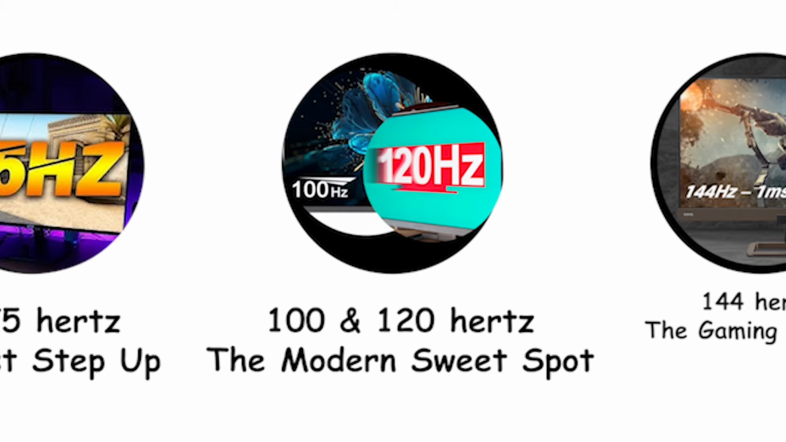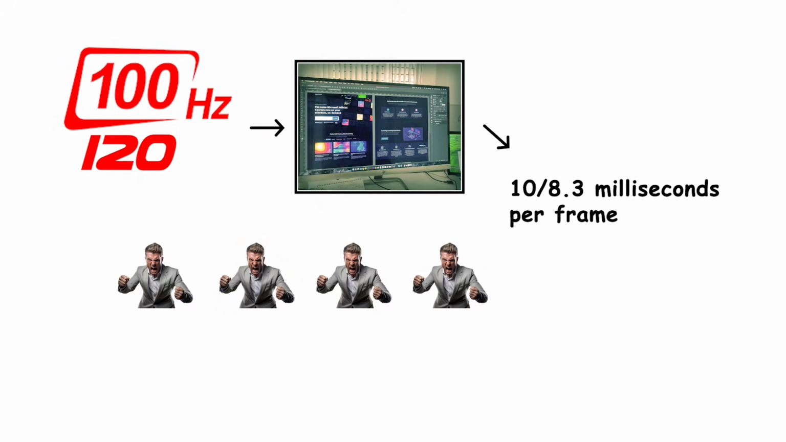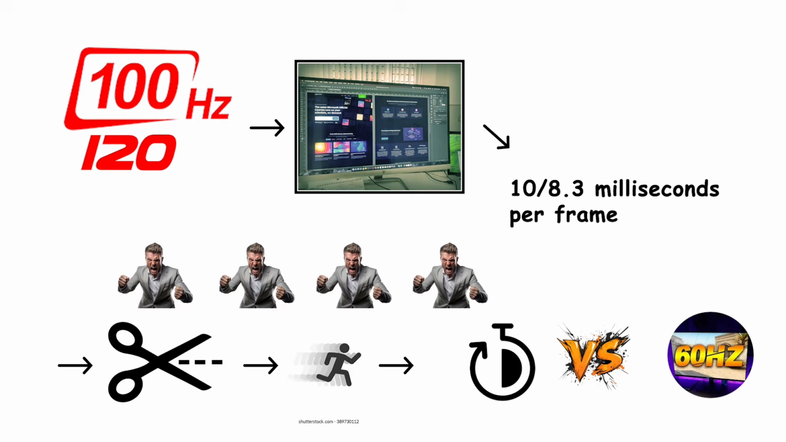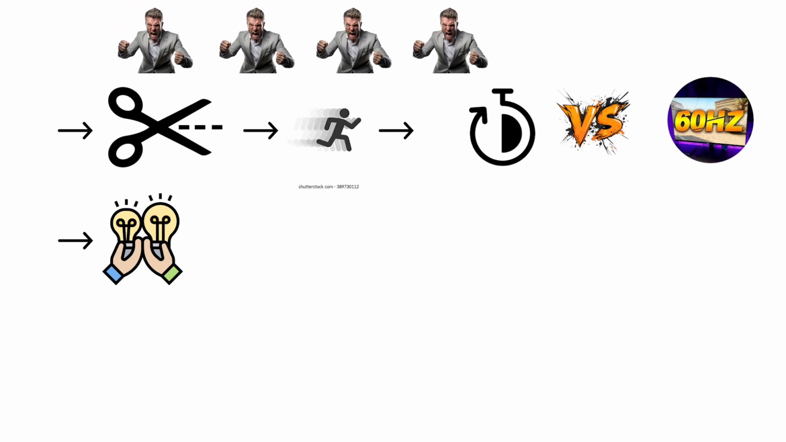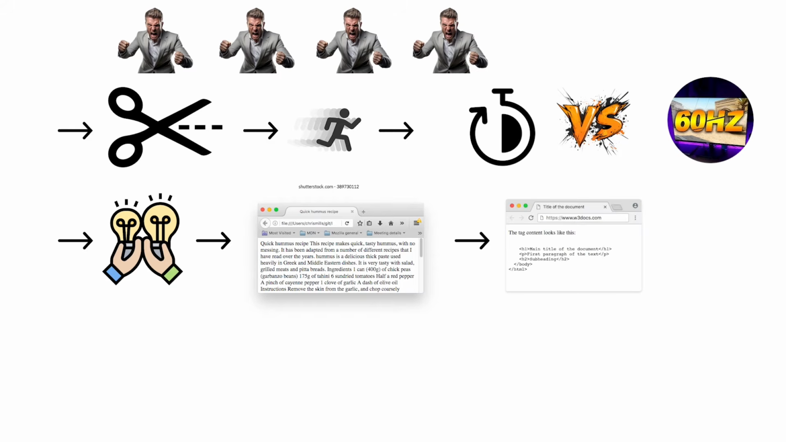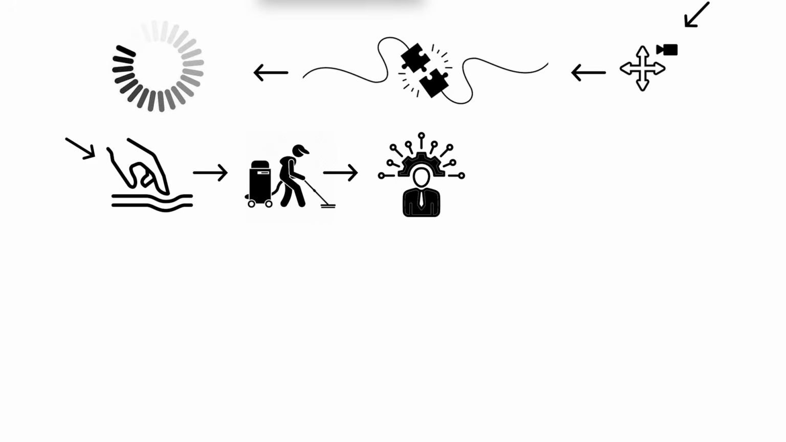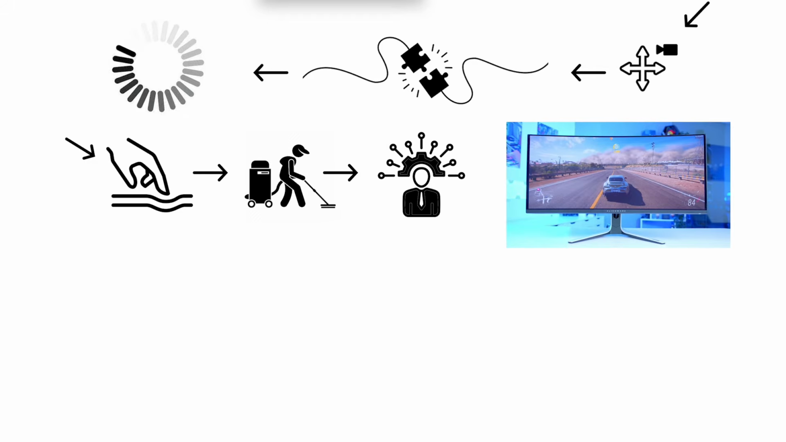100 and 120 Hz, the modern sweet spot. At 100 to 120 Hz, the refresh window drops to 10 or 8.3 milliseconds per frame. That cuts perceived motion blur nearly in half compared to 60 Hz. And the difference is obvious the instant you scroll text, move a window, or pan a camera. Everything feels detached from lag, smoother, cleaner, and more responsive, without needing absurd hardware or niche monitors.